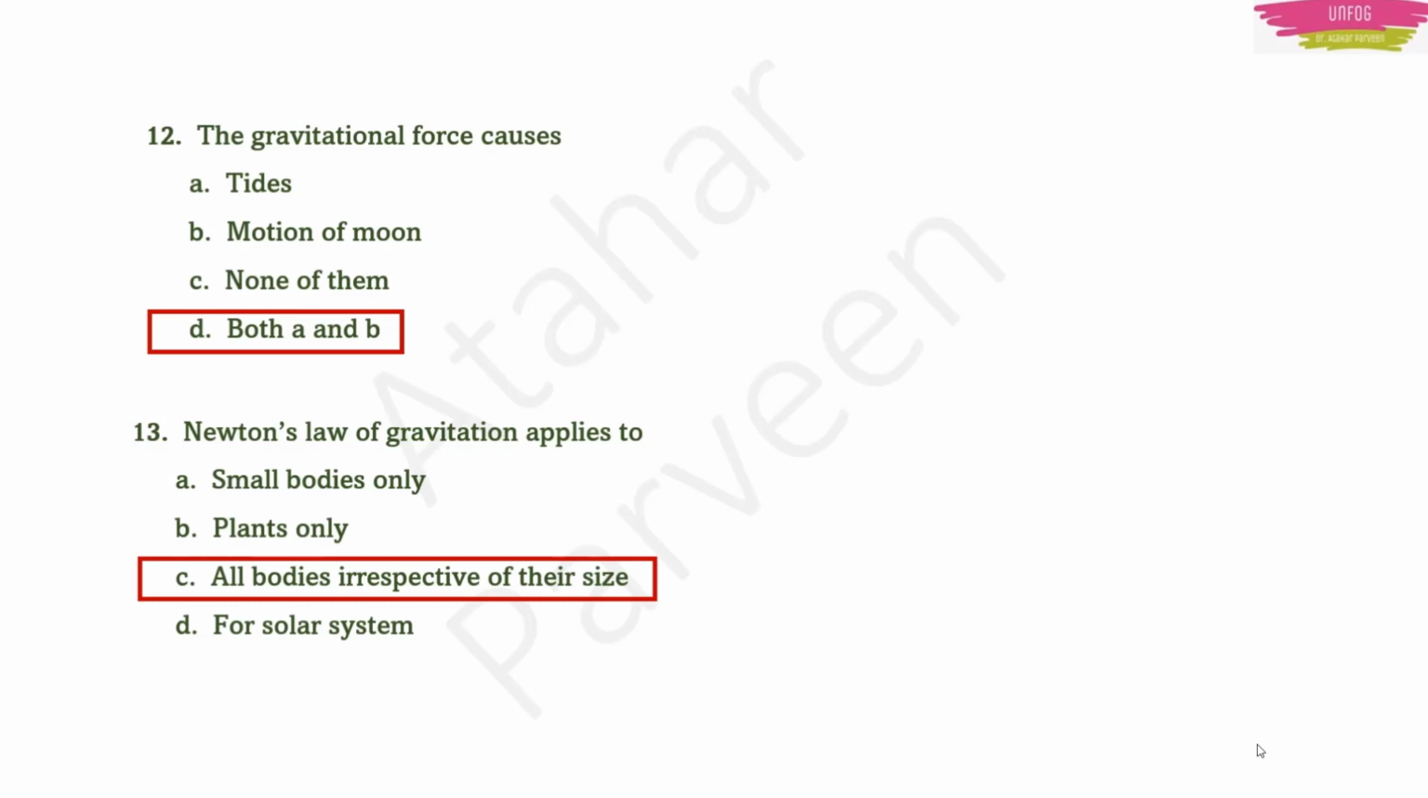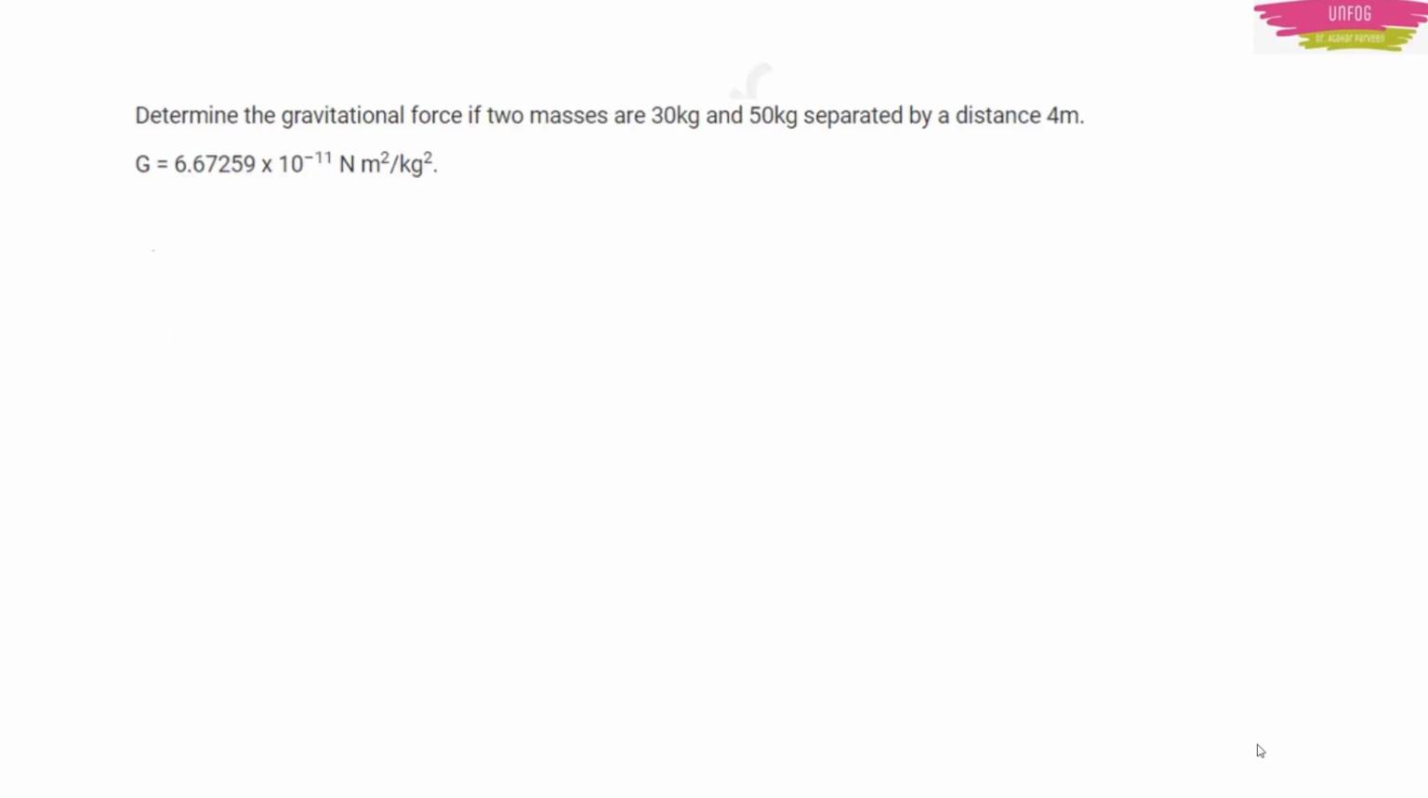Now I will show you one or two numericals. They may ask numericals because in the syllabus they have written it, right? They may ask numericals, for example like this, and they will give you 4 options. You will have to calculate and pick the right answer. Question can be like this. Determine the gravitational force if two masses are 30 kg and 50 kg separated by a distance of 4 meters and the gravitational constant value is given.